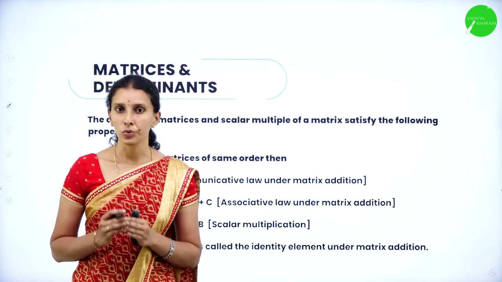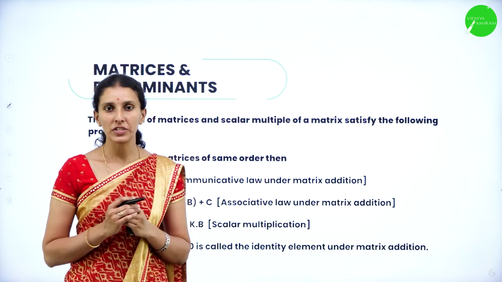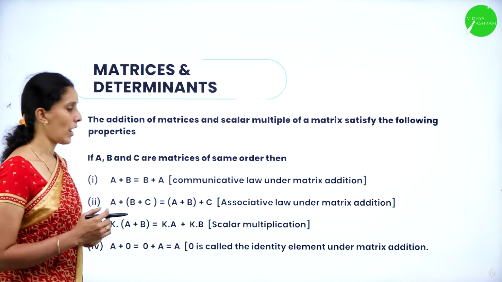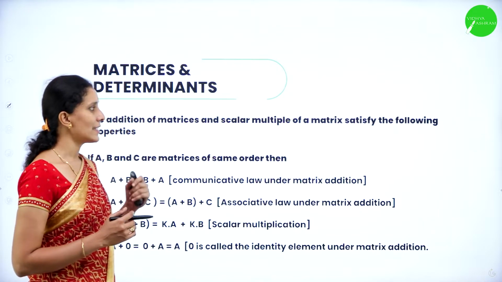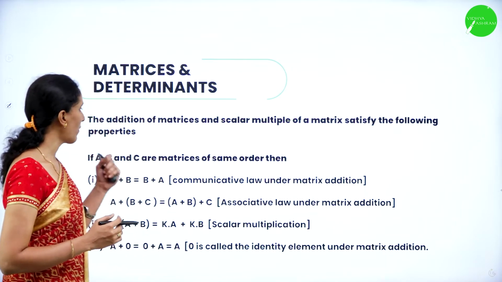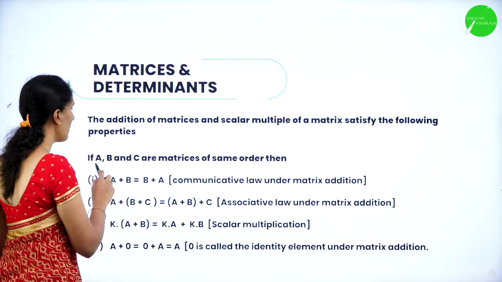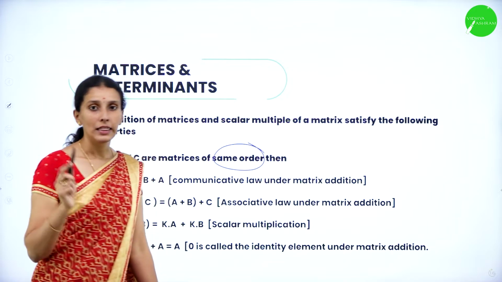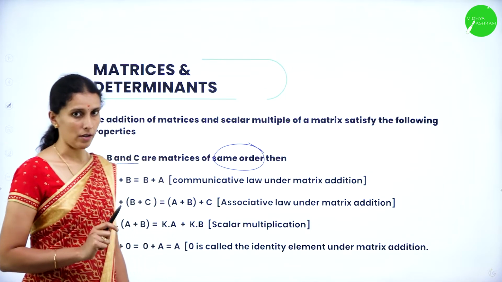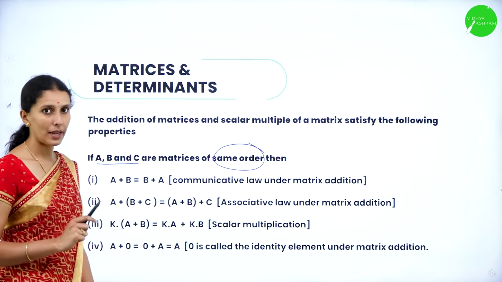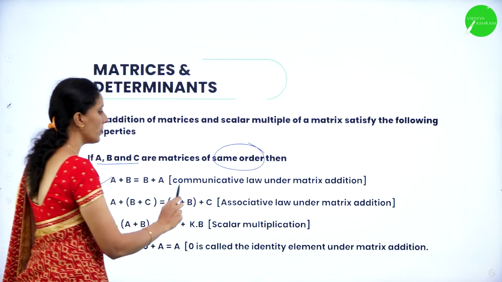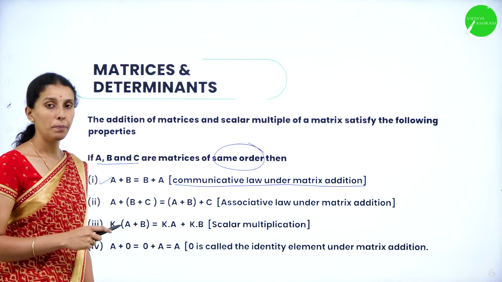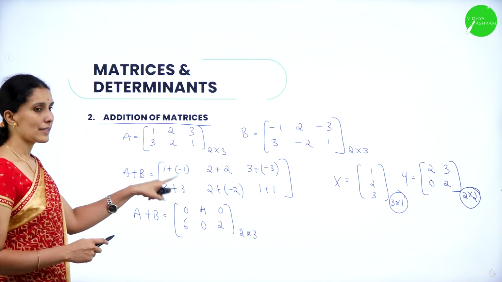We have certain rules which the addition of matrices and scalar multiplication hold. Let's see what are those properties which it obeys. The addition of matrices and scalar multiple of a matrix satisfy the following properties. If A, B, C are matrices of the same order, as I said, when you add or subtract, the matrices must be of the same order. The first one says the commutative law under matrix addition holds. That is, A plus B will be equal to B plus A. You can see the same thing here.